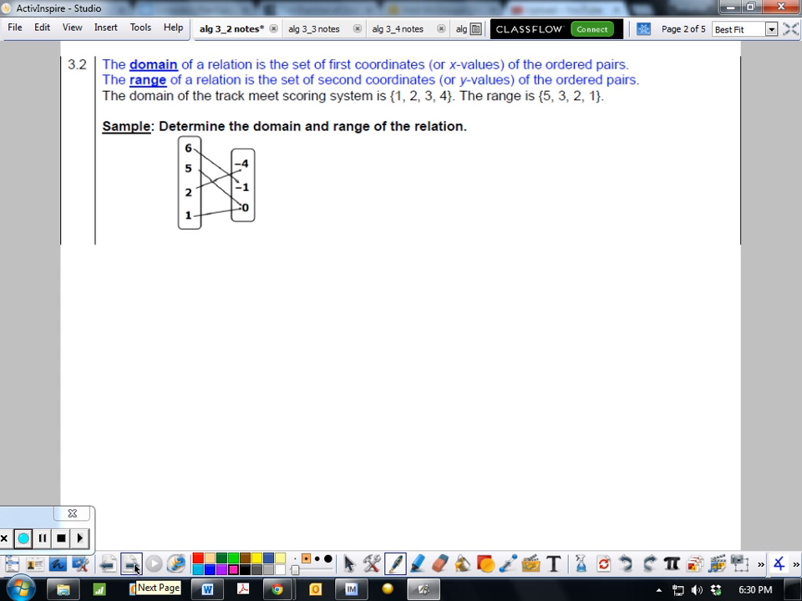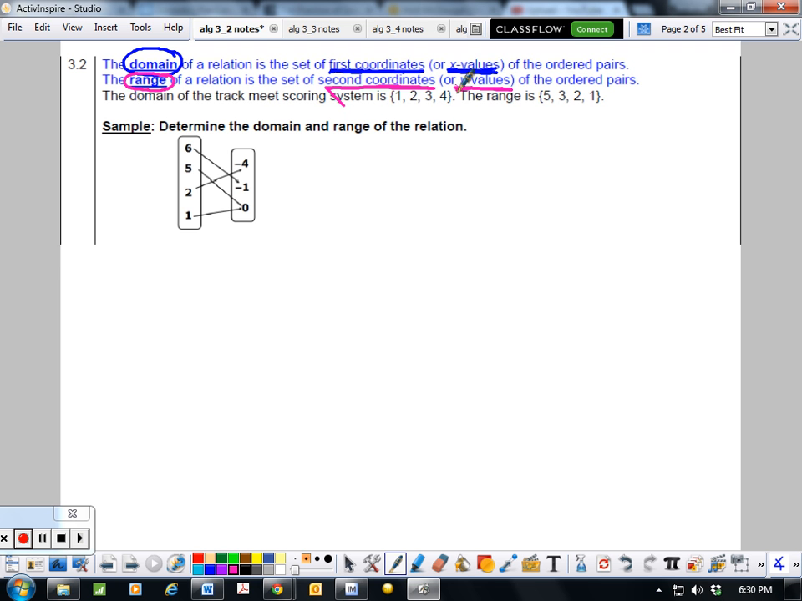Now, in our relationship, we have something called domain and range. Domain is going to be the set of the first coordinate, so the first number that you're seeing in that ordered pair, also known as our X values. Our X values are the domain. And then we have range. Our range is the second coordinate, or the second values, known as our Y values.